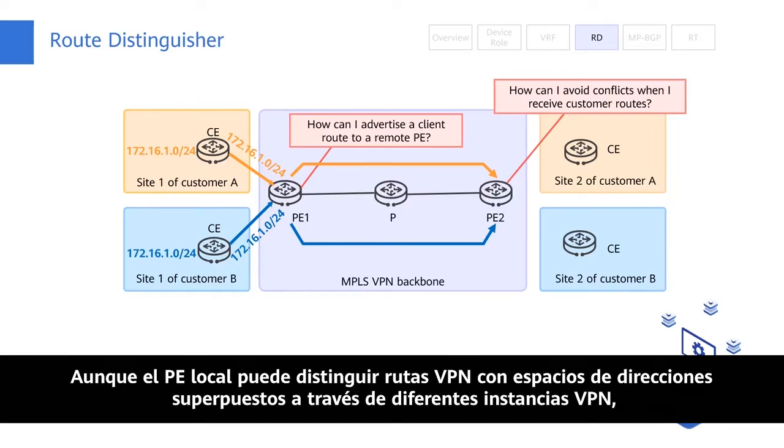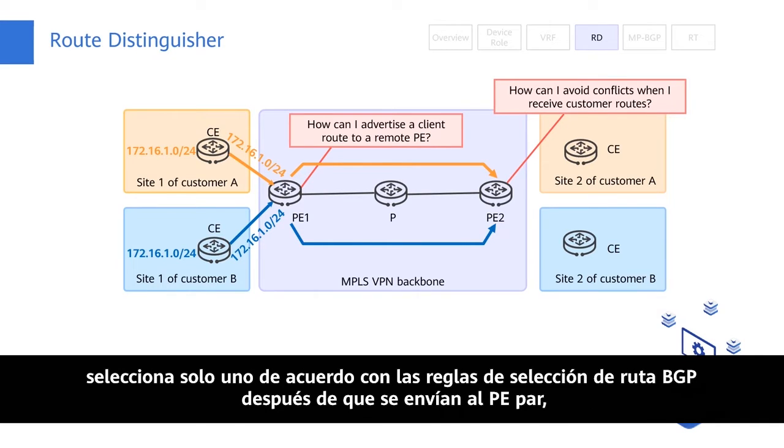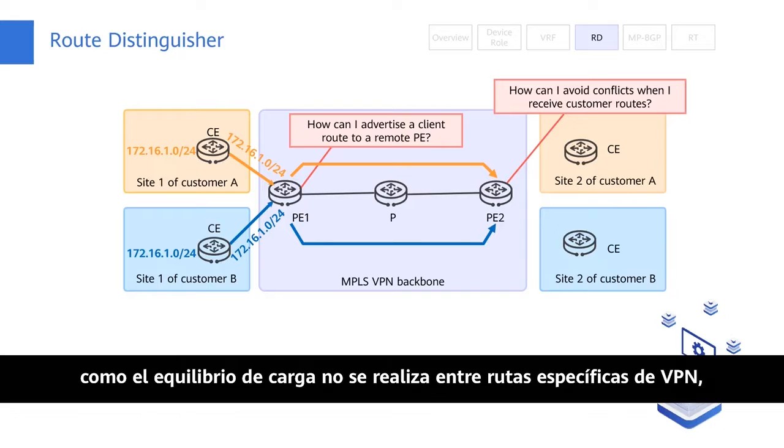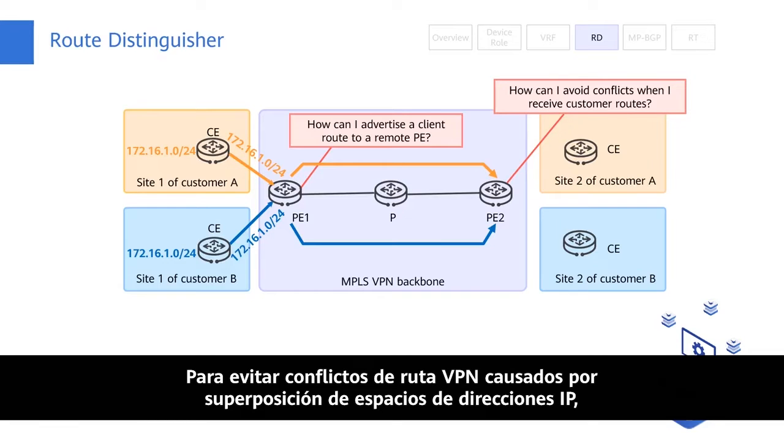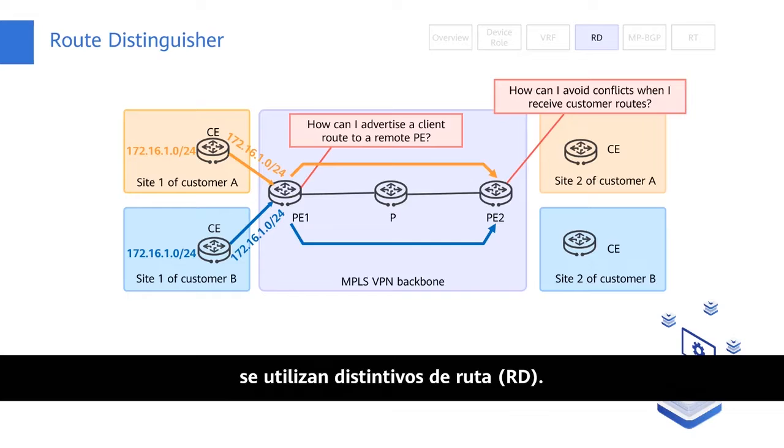Although the local PE can distinguish VPN routes with overlapping address spaces through different VPN instances, it selects only one according to BGP route selection rules after they are sent to this peer PE. As load balancing is not performed among VPN-specific routes, the route to the other VPN is lost. To prevent VPN route conflicts caused by overlapping IP address spaces, route distinguishers (RDs) are used.